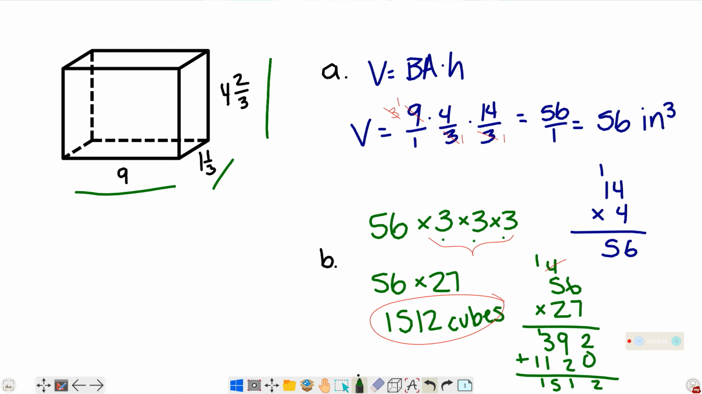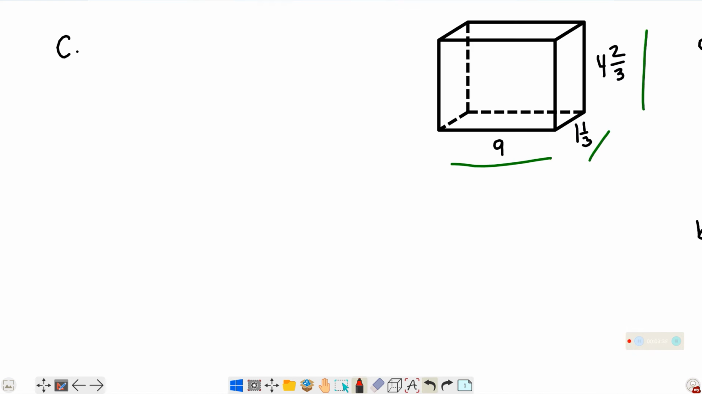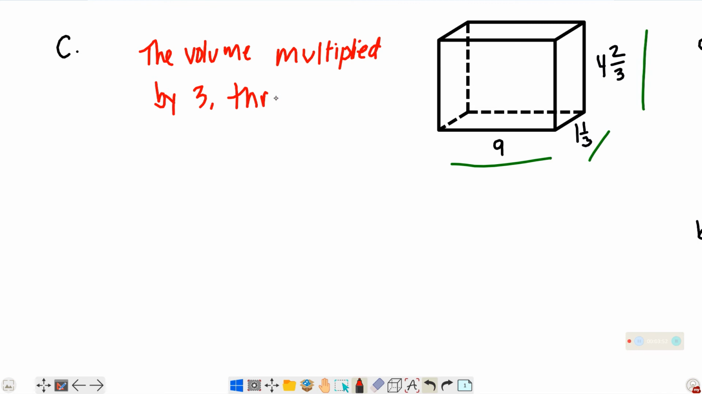All right, part C says how is the number of cubes related to the volume? Well, the volume multiplied by 3 times gives us the number of cubes.